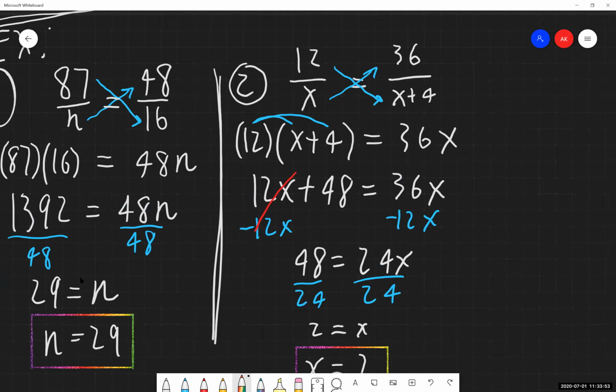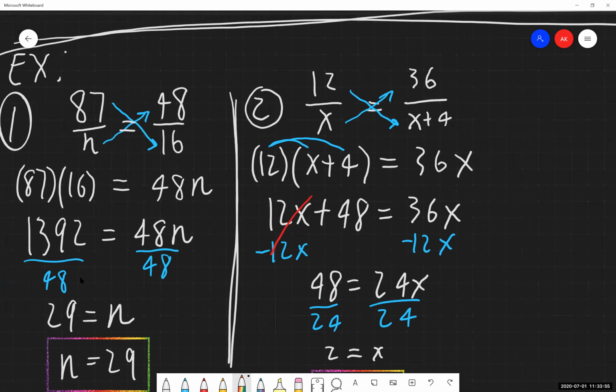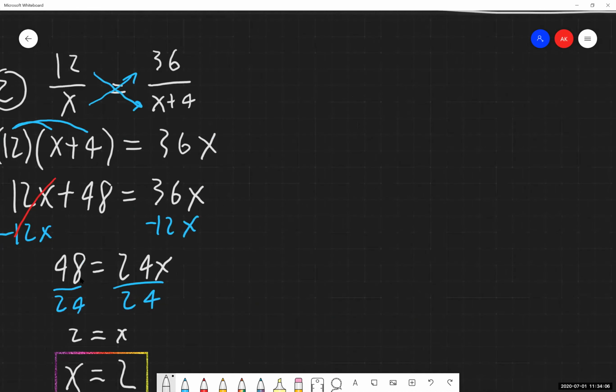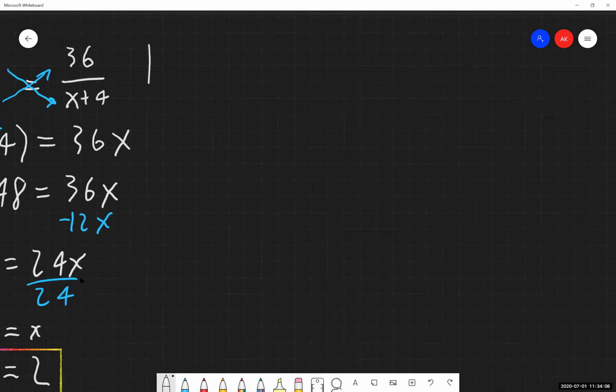So these are our two examples where we have proportions showing up, and we are able to just use cross multiplication and find our answer there. So we go on to our third example where we are not able to, at the very beginning, use cross multiplication.